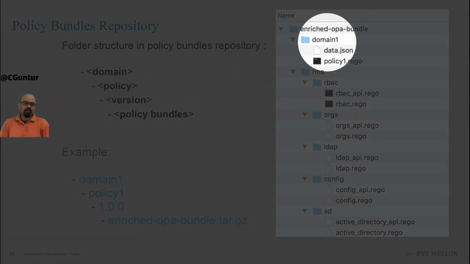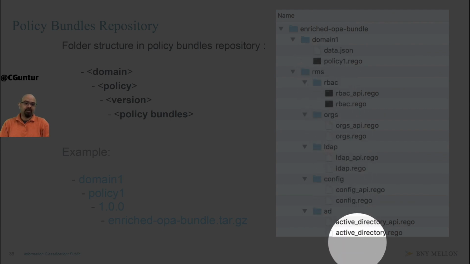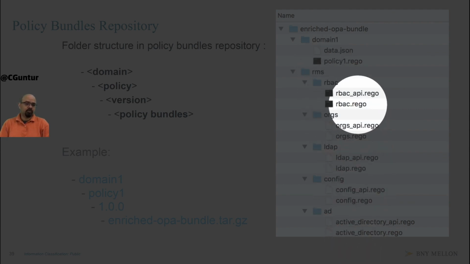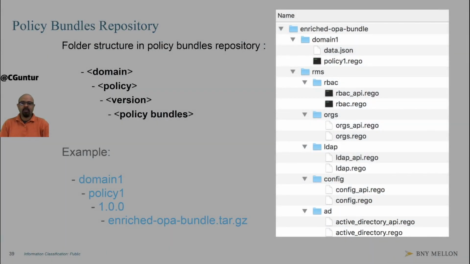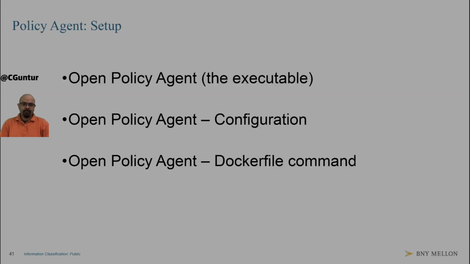Here is your bundle that contains all the data that was fetched from the role service, the policies written by the domain developer, and all helper policies that we create that you can reuse. We provide both the API as well as an implementation version of both. Now, once again, here is the distributed version as a refresher in case anyone had any questions about that.